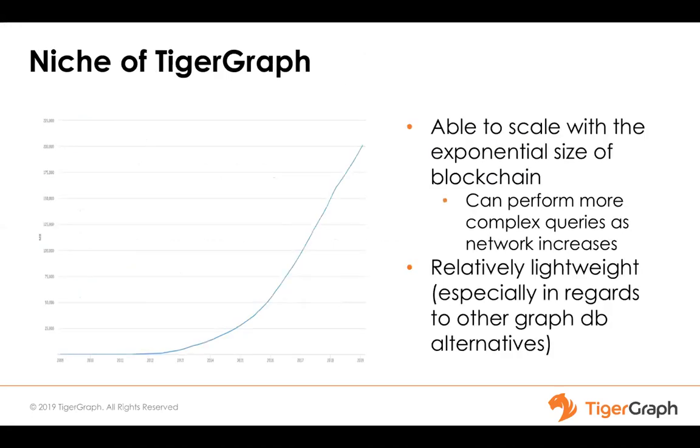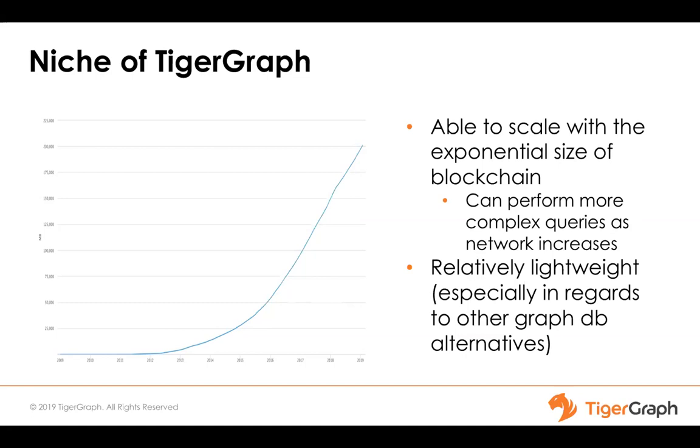TigerGraph fits into this sort of niche because it is able to scale with the exponential size of blockchain. On the left, you can see the graph of the growth of blockchain since its inception in 2009. And it grows really, really fast. But the importance of this is that because TigerGraph can scale with the exponential size, it can still perform complex queries even as its network increases in size. And it actually stays relatively lightweight.